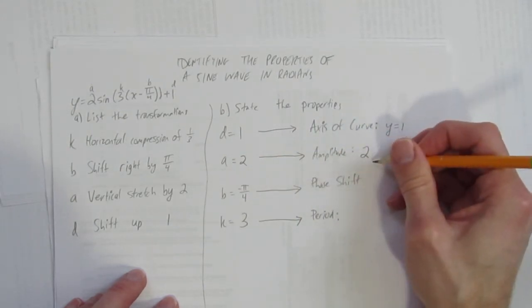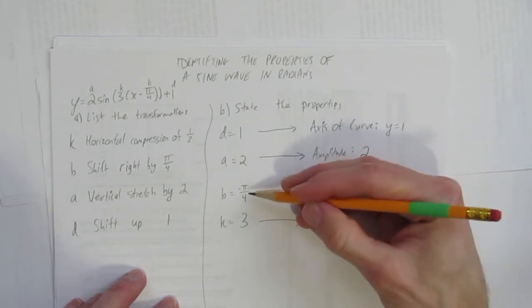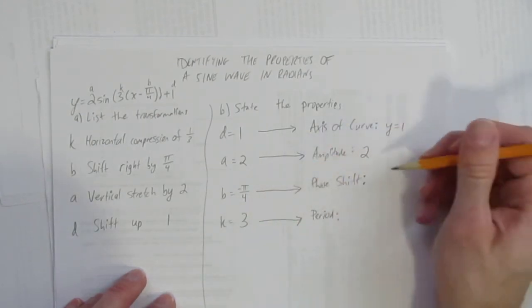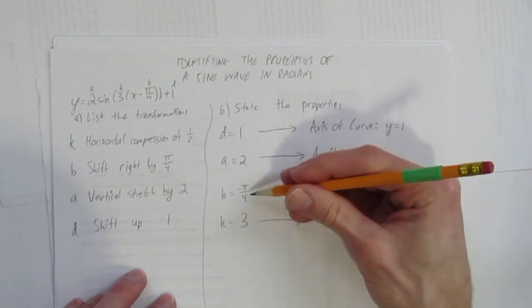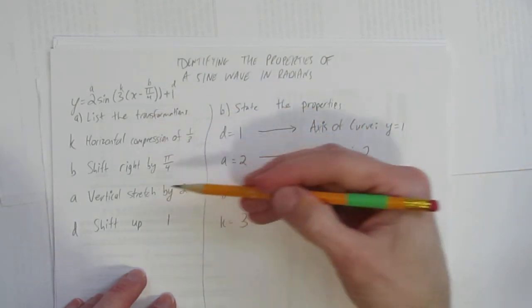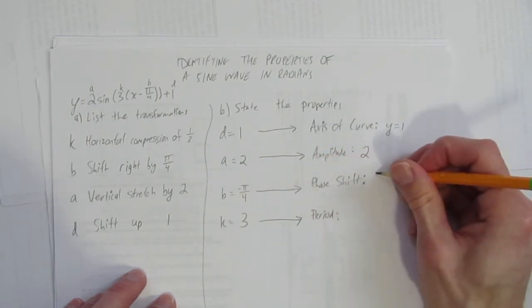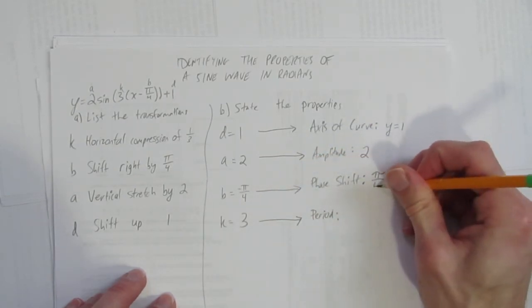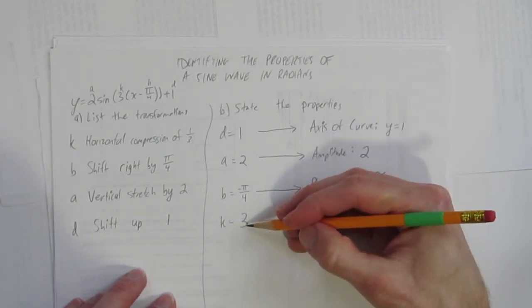Amplitude is 2. The phase shift, needs a colon there, is the opposite of the B value. Again, I said it's like order of increasing difficulty, but all you have to do here is remember the phase shift is the opposite, just like it was opposite here in the transformations that we listed. So if it says negative pi over 4, you shifted pi over 4. And finally, the K equals 3.